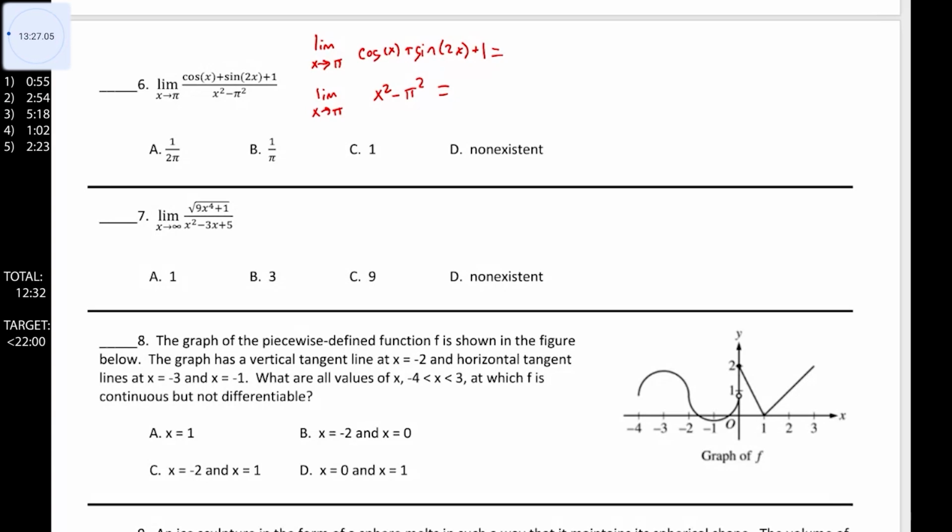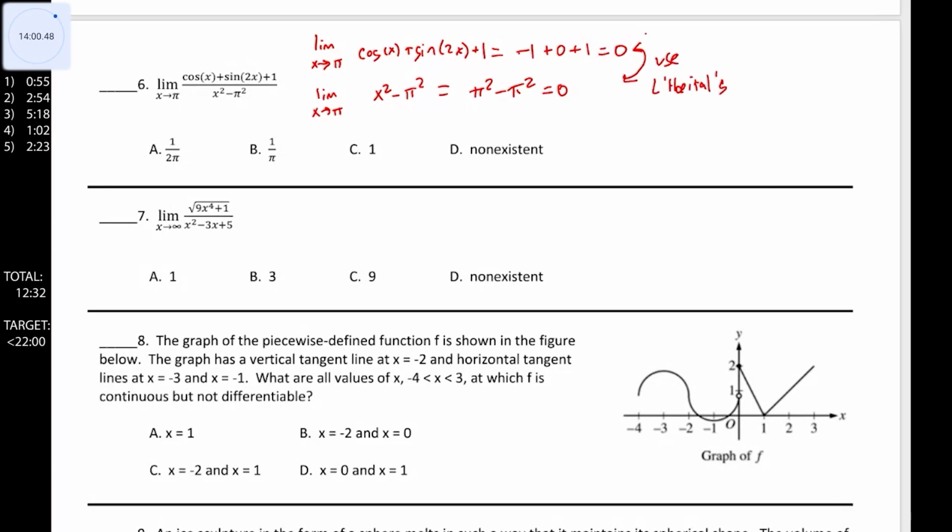So if I plug in pi, cosine of pi is negative 1, sine of 2 pi is 0, and so we have negative 1 plus 0 plus 1 is 0. So yeah, sure enough, the limit of the numerator is 0. And if we plug in pi to the denominator using direct substitution, we get pi squared minus pi squared, which is also 0. So since we have the limit of the numerator and the limit of the denominator both 0, we can use L'Hopital's rule.